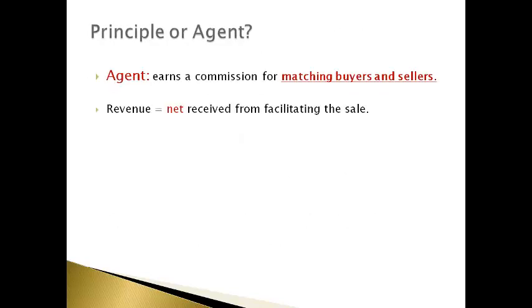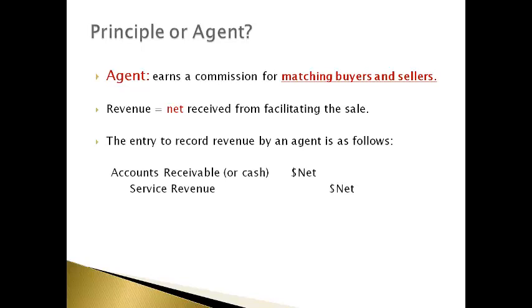An agent is a facilitator that earns a commission for matching buyers and sellers. An agent recognizes revenue for the net commission received from facilitating the sale. No cost of sales or gross profit is reported on the income statement. An agent earns revenue just for providing a service.